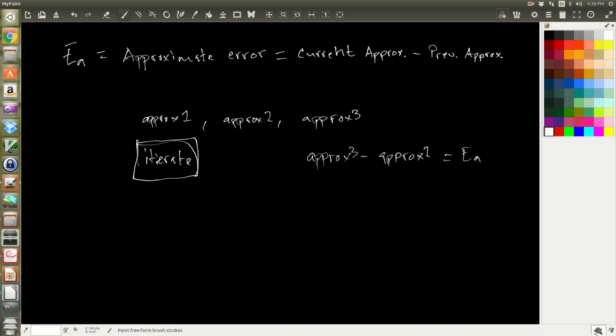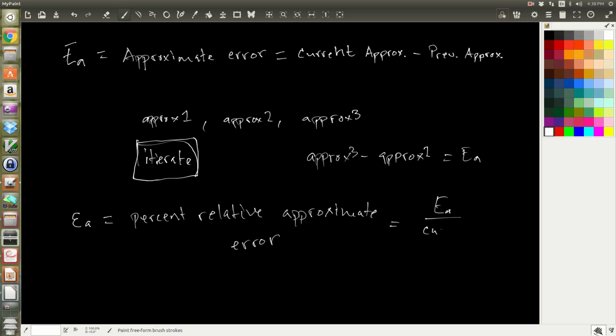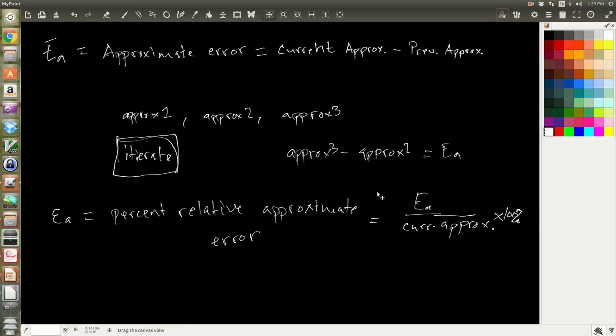Up here I've got the approximate error, and let's go ahead and just write down the definition for the percent relative approximate error, denoted epsilon with a subscript of a. This is equal to the approximate error divided by our current approximation times 100%. All right.